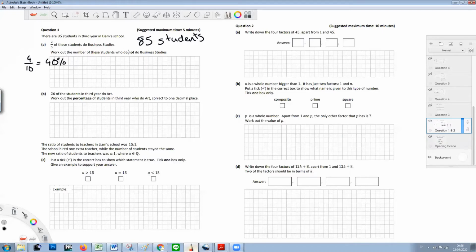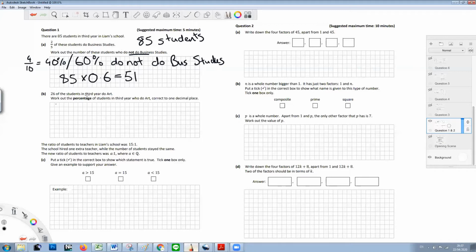Work out the number of these students who do not do business studies. So what we're being asked is how many students do not do business studies. So 40% of the students do it. That means 60% do not do business studies. So what I need to do there is I need to multiply my 85 by 0.6. So 1 would be 100%, 0.6 is 60%, and 0.4 would be 40% if we were looking for 40. But obviously we're looking for 60, so we multiply 85 by 0.6, and that is equal to 51. And that's that question done.